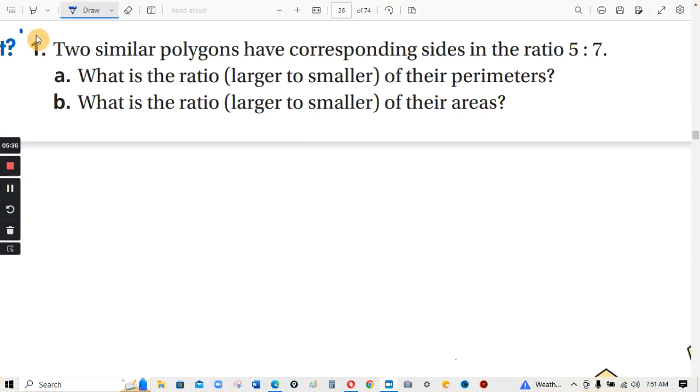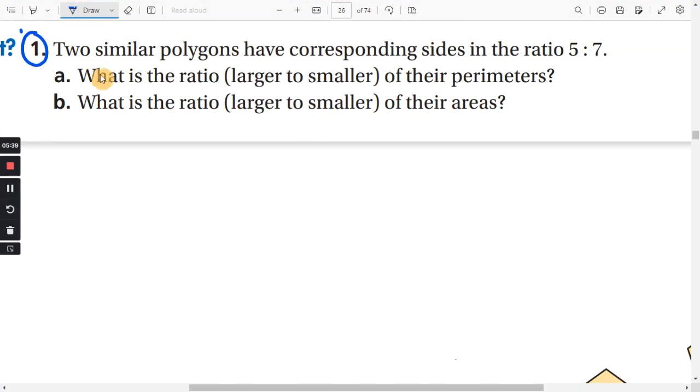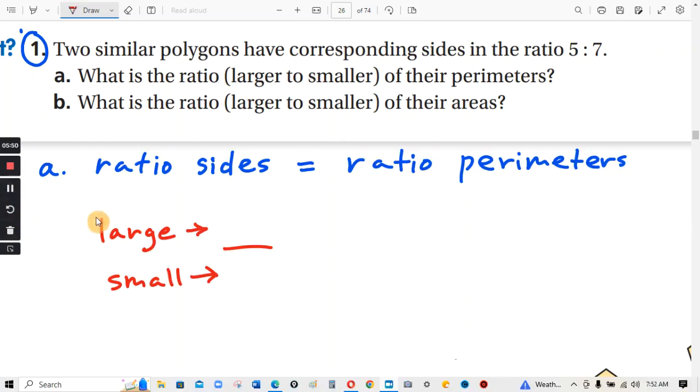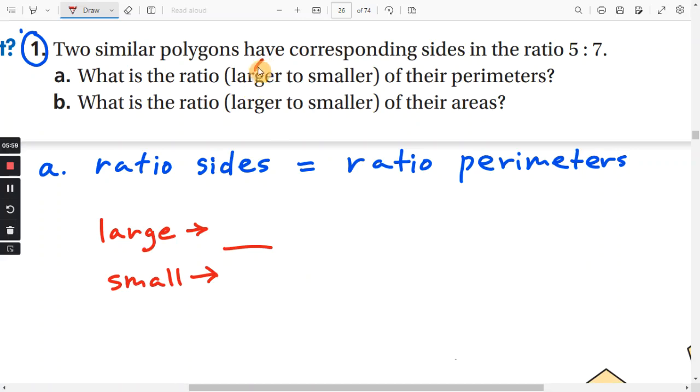Okay, let's look at Got It problem number 1. It says 2 similar polygons have corresponding sides in the ratio of 5:7. What is the ratio, larger to smaller, of their perimeters? Okay, so remember that the ratio of the sides equals the ratio of the perimeters, and they said larger to smaller, so the larger number is going to be in the numerator, the smaller is in the denominator. So I set it up here. See if you can find the ratio of the perimeters for part A.